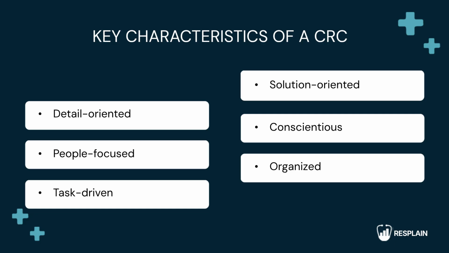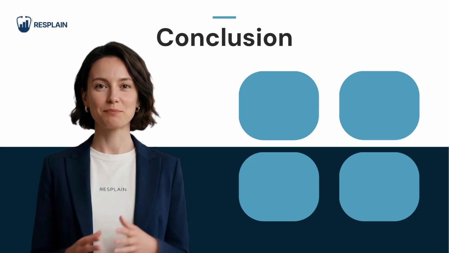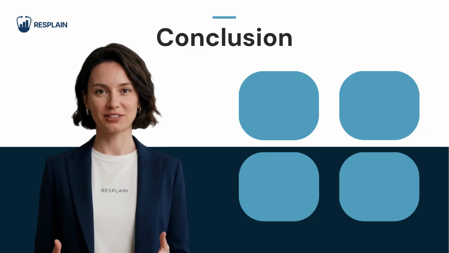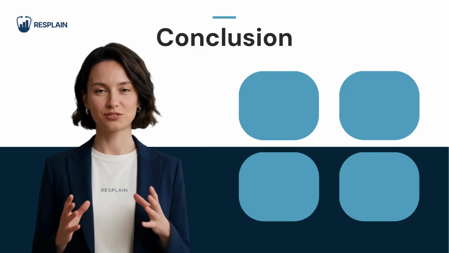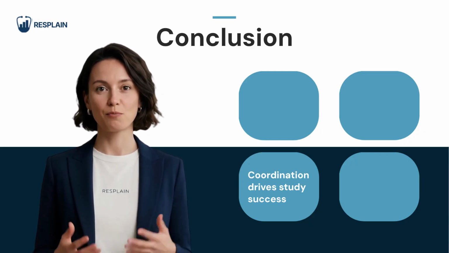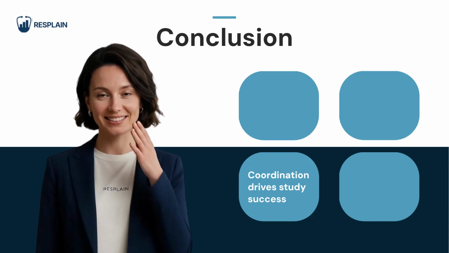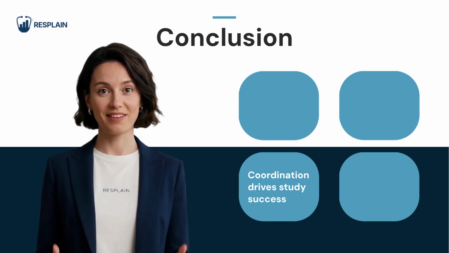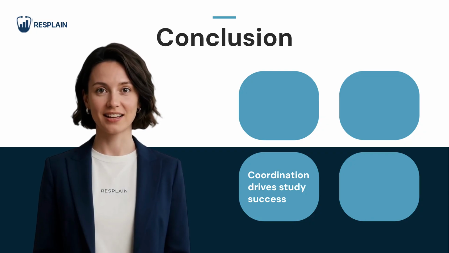These characteristics are what turn a coordinator from someone who simply performs tasks into someone who truly supports the success of the study. As we bring this module to a close, it's important to step back and look at how all of these elements come together in practice. At its core, clinical research depends on strong coordination. Without it, even well-designed studies can struggle with delays, inconsistencies, or errors. The CRC plays a central role in preventing that by keeping activities organized, ensuring tasks are completed correctly, and maintaining clear communication across the team.